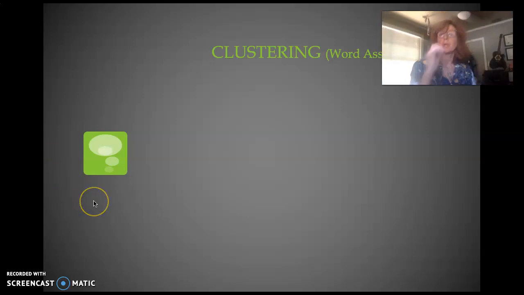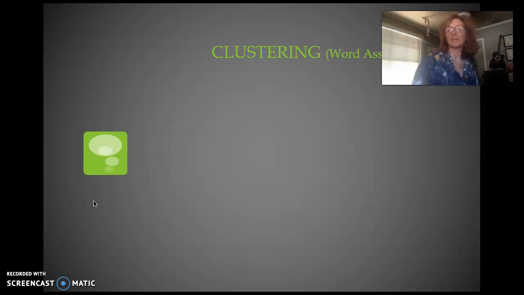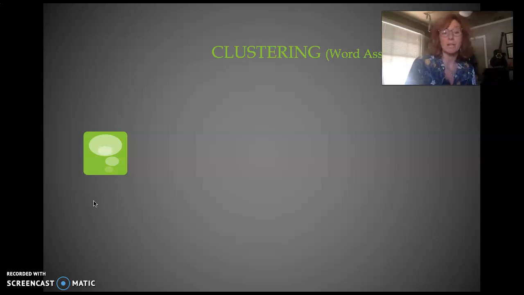Okay, so clustering is basically another word you might have for word association, but there's a specific way, and I learned this actually in my writing course I took when I was an undergraduate at San Francisco State. I think it might have been my poetry course. I can't remember exactly. But I learned from this particular writing class how to do this, and I find that it's extremely, extremely helpful.